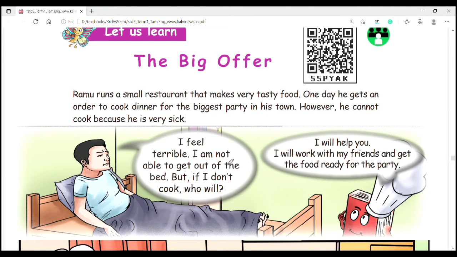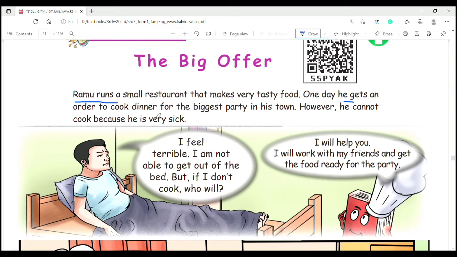I read it for you, so just listen. Ramu runs a small restaurant that makes very tasty food. One day he gets an order to cook dinner for the biggest party in his town. However, he cannot cook because he is very sick.